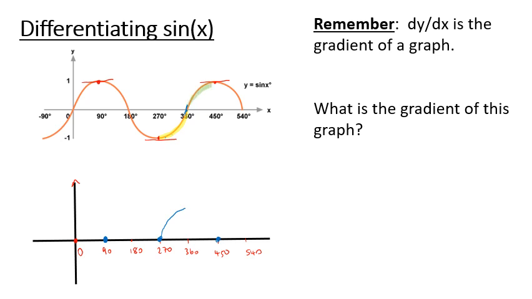Next, I'm going to look at this green part of the graph, which is between 360 and 450. Now in that region, the graph is still moving upwards, so it still has a positive gradient. And if I drew tangents on, they would still have positive gradients, but they're becoming flatter and flatter and flatter. So even though they're still positive, they're approaching 0, they're getting smaller. So that curve is going to come back down to 0.